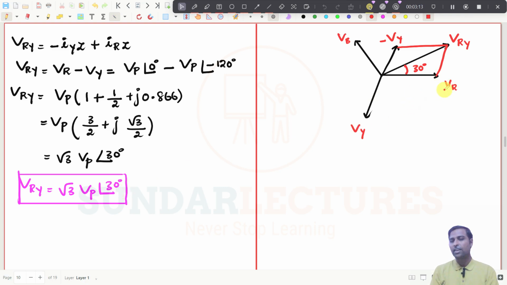So this Vr, which we will call V phase, is at an angle of 0 degree. So it will be 30 degree above. That means leading by 30 degree.